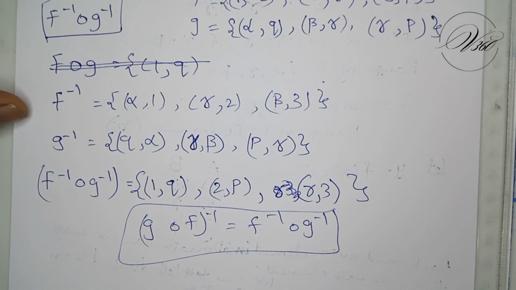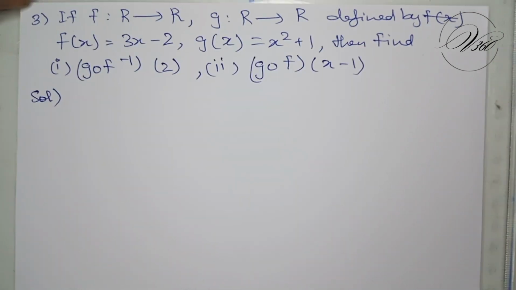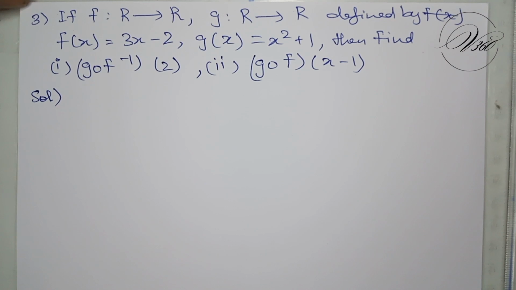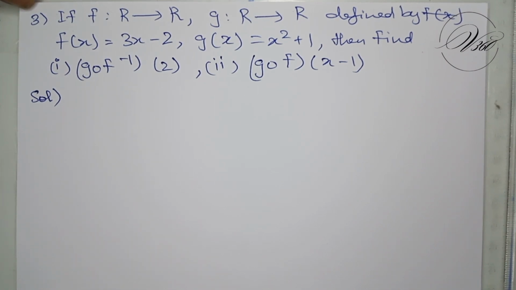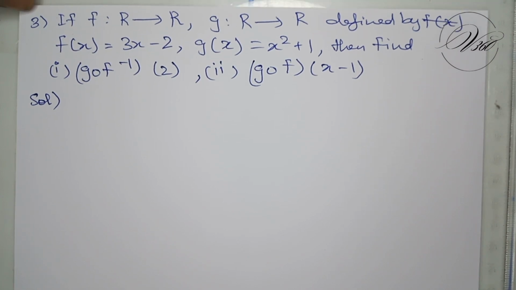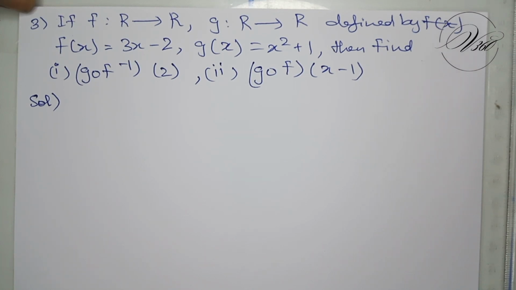Now we are going to do the third problem. We have finished the second problem and we have entered the third problem. I am going to study the question of the third problem. If F maps R to R and G maps R to R, defined by F of x is equal to 3x minus 2 and G of x is equal to x square plus 1, then find first one, that is G of F inverse of 2 and G of F of x minus 1.